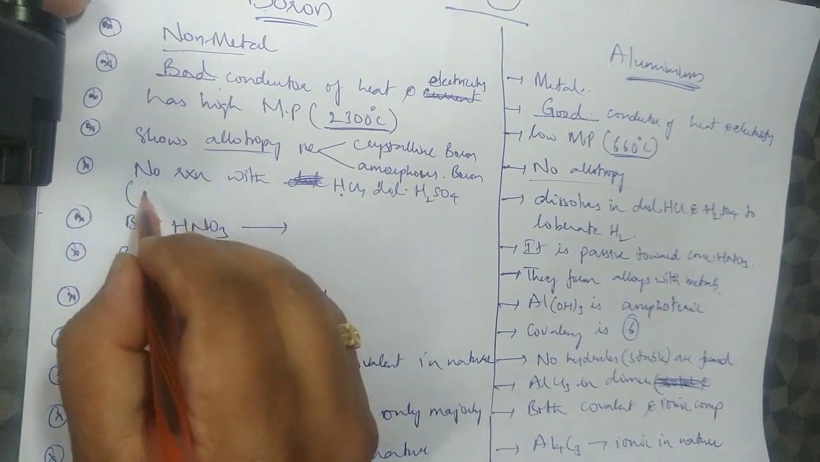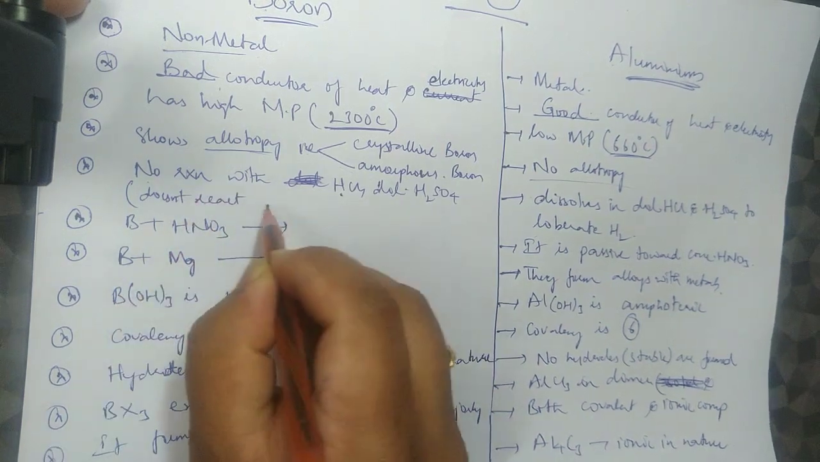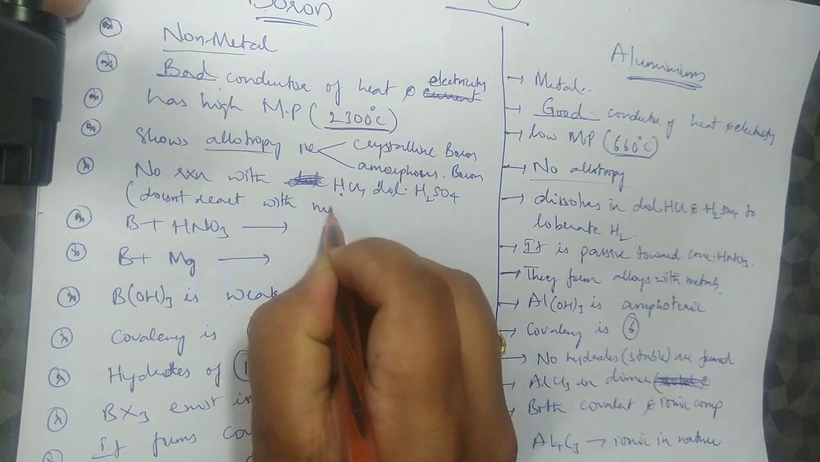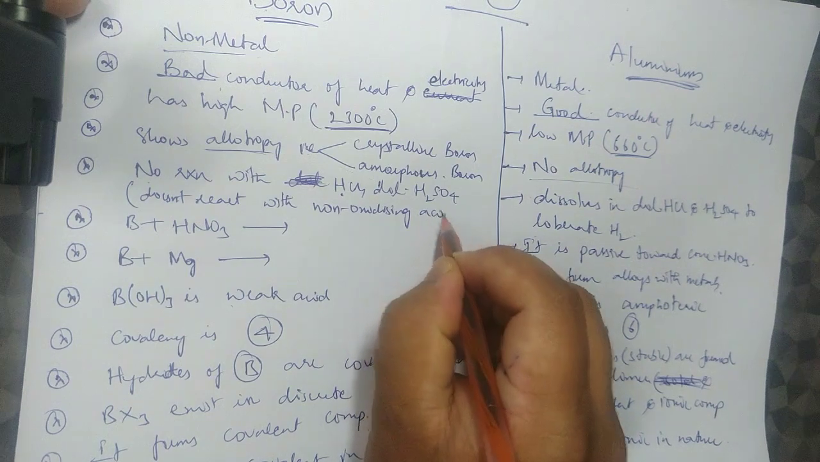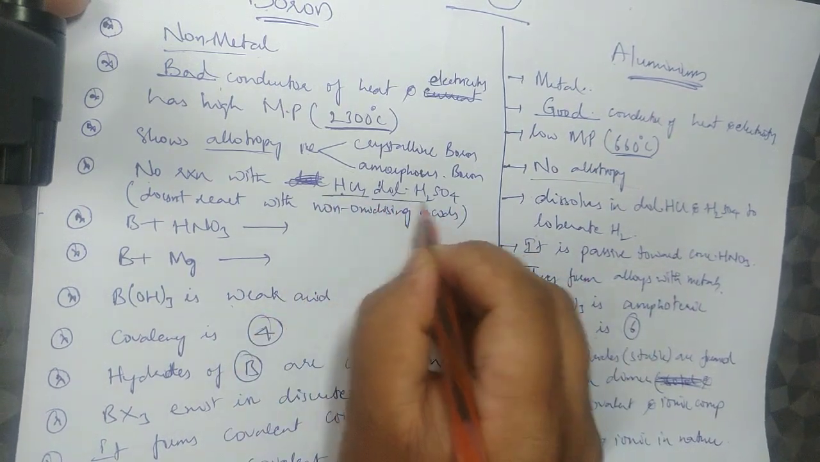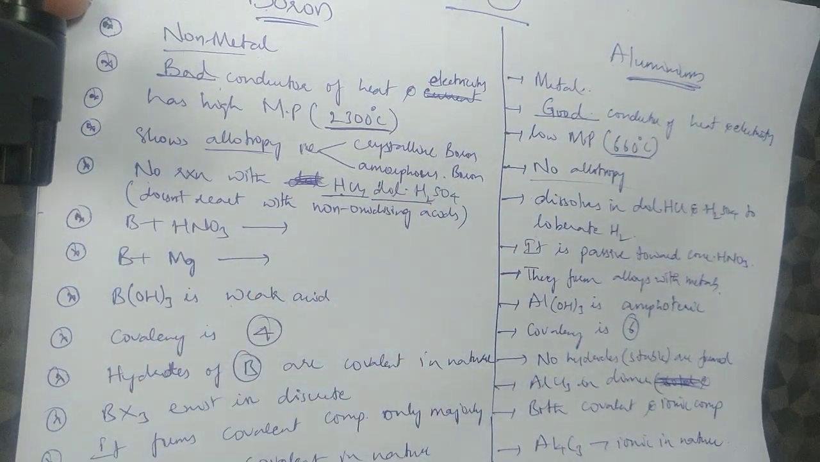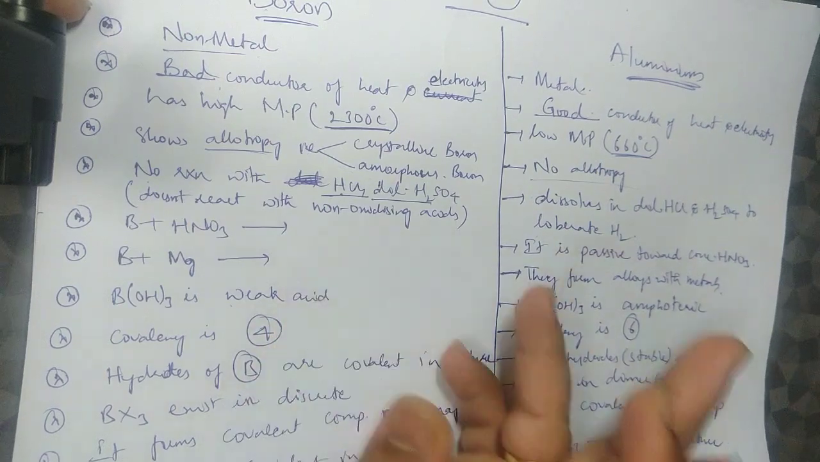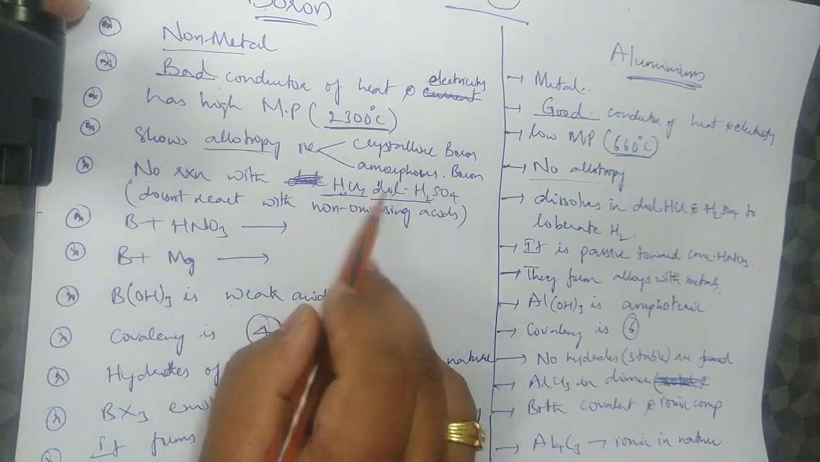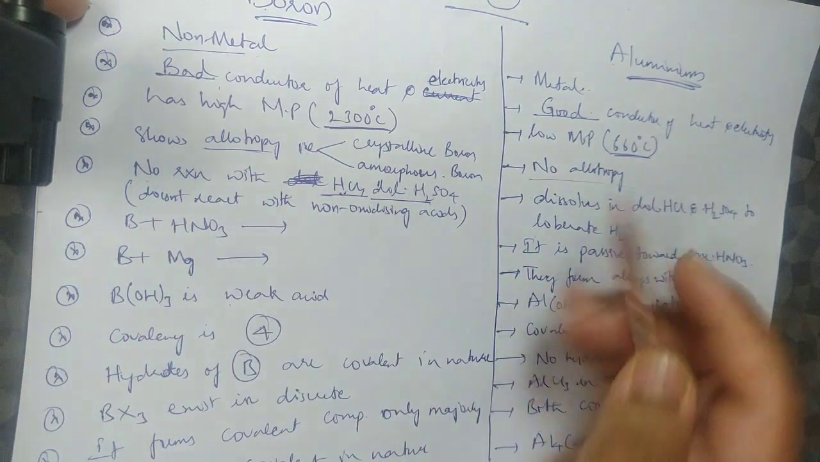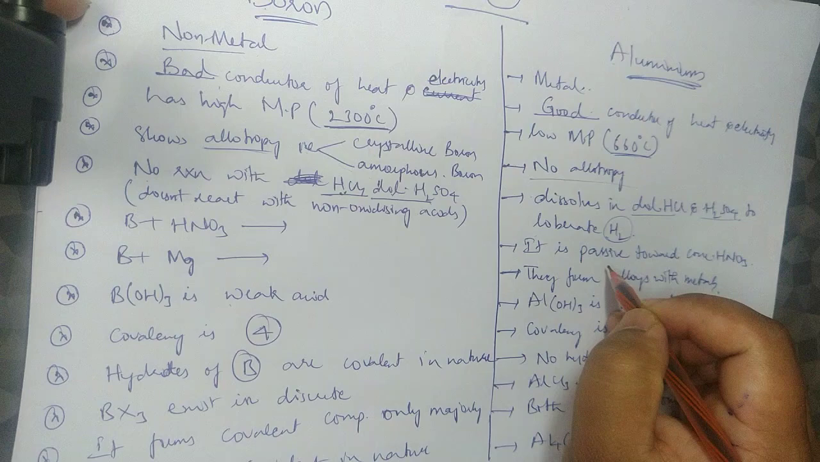What is that? Boron does not react with non-oxidizing acids, like HCl, dilute H2SO4. But with concentrated H2SO4, concentrated nitric acid, yes, it does react, liberating nitrogen dioxide and sulfur dioxide, which we have seen in those reactions also. So on the whole, the point is no reaction with HCl and dilute H2SO4 for boron, but on the other hand, aluminium dissolves in dilute HCl and sulfuric acid to liberate hydrogen gas.